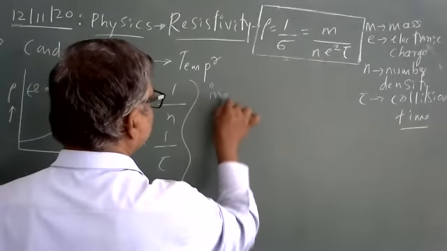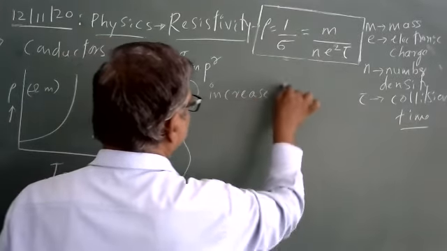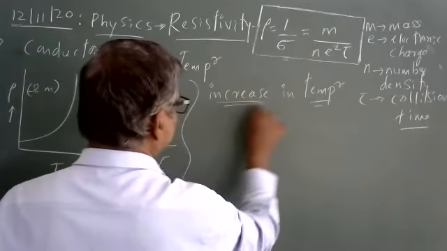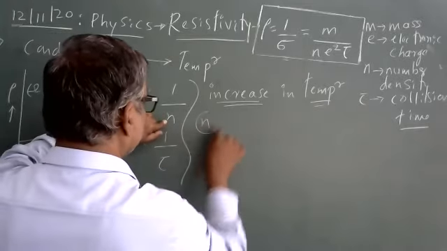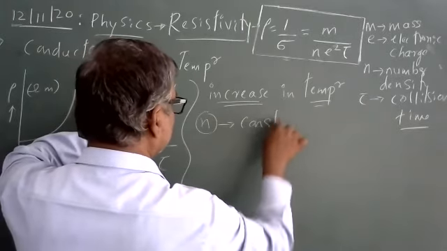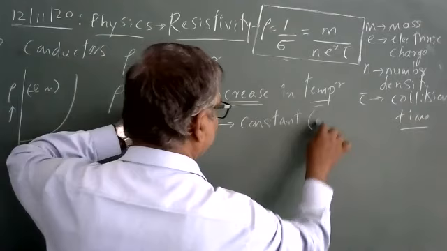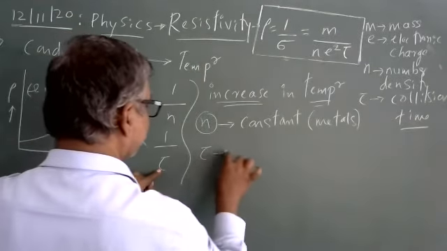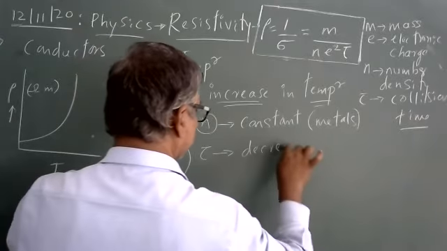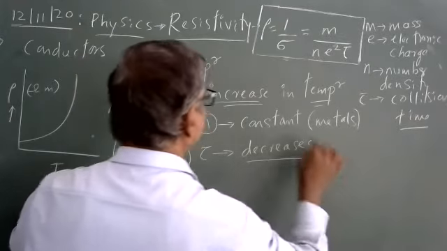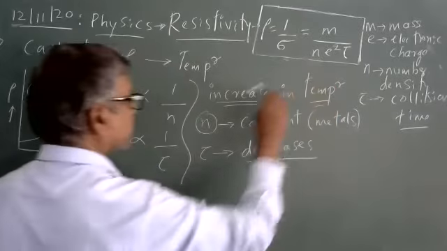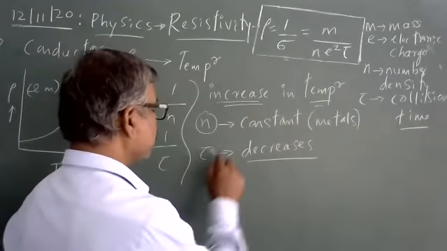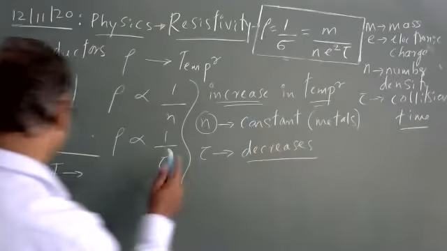With increasing temperature, this n remains constant for metals, whereas collision time decreases. Now, the question is, with increase in temperature, n remains constant for a metal, the number density of electrons remains constant. What is this collision time? Why does it decrease?